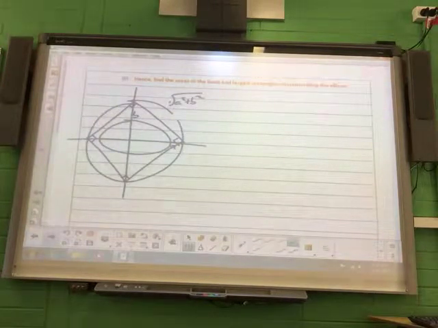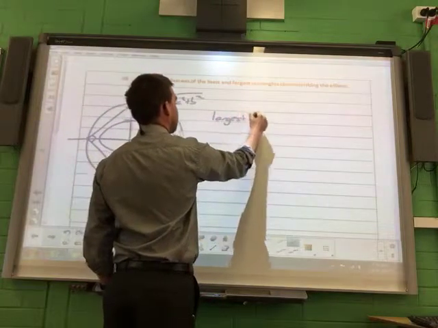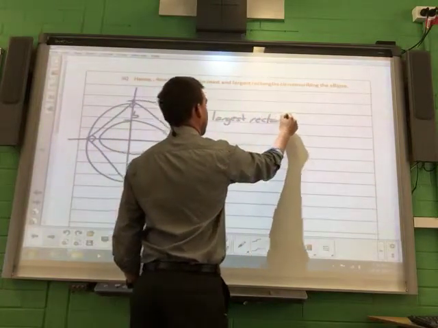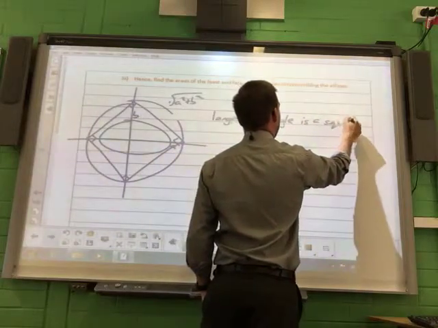Yep. Yeah. I get that. What shape's that? Which one? What I've just drawn. Ah, square. Square, isn't it? Okay, the largest rectangle is a square.